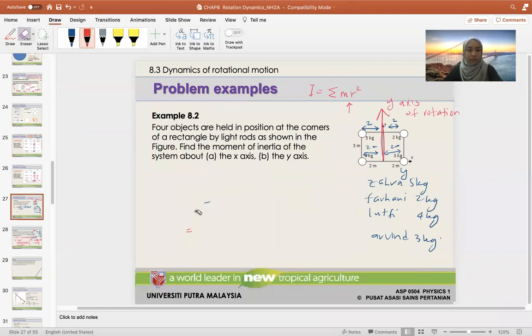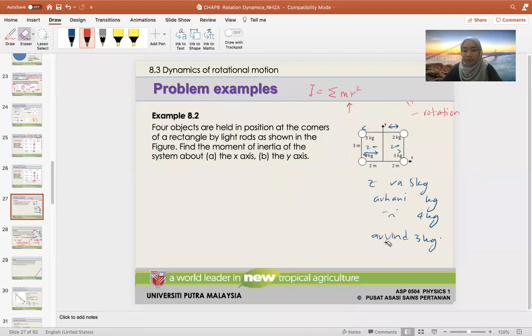Okay, let's do this question. Please read it first while I erase this. Lutfi, betul, Lutfi, okay, 13. Okay, read the question.